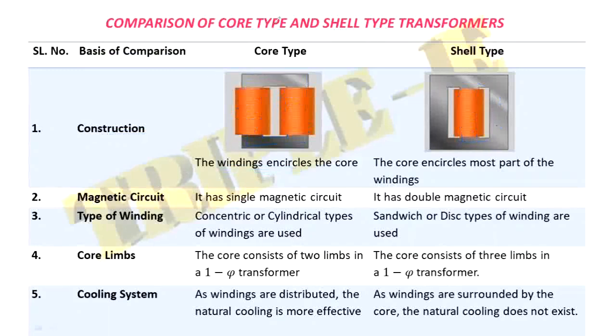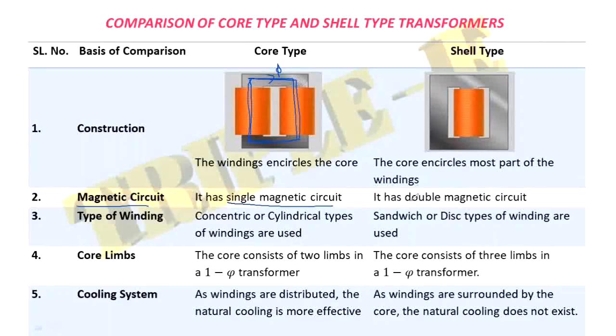Now, once again, based on the magnetic circuit, a core type transformer has a single magnetic circuit. Now, what do we mean by magnetic circuit? As I have also explained in the previous videos on transformers, this is the core and this provides a magnetic path for the flux to flow. Now you can see here there is only one magnetic path or one magnetic circuit for the flux to flow.